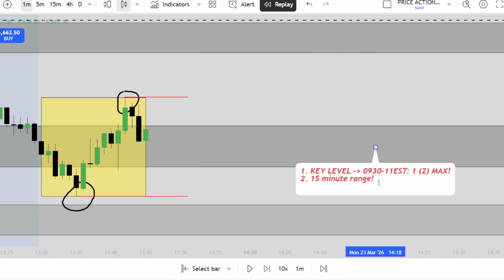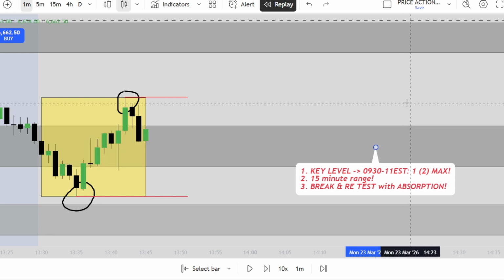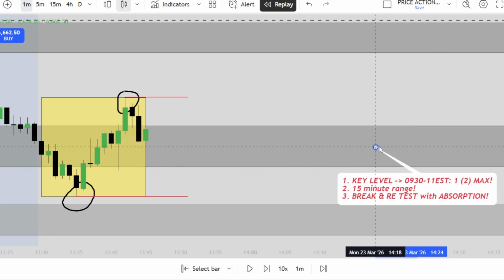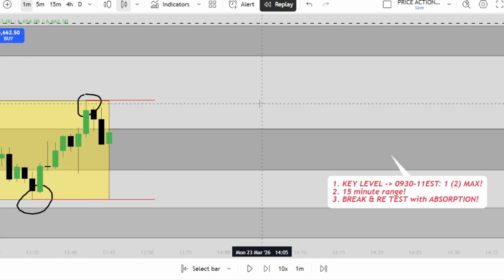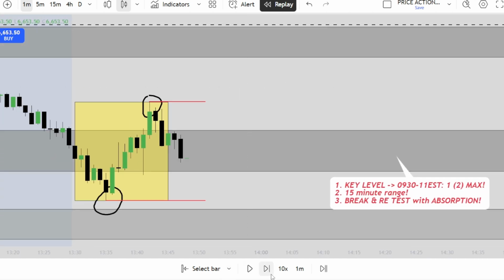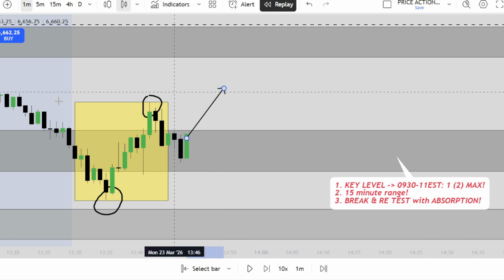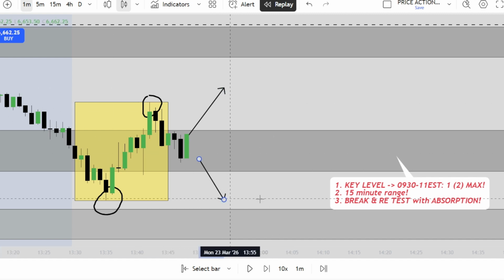And this is why step number 3, what I call break and retest with absorption. It's very important you get this third step correct as well. So what that means specifically is, we want to see which direction the market breaks above the zone. So we're not really interested in the highs and lows. I'm going to take that off. What we want to know is, do we break above or do we break below the zone? We want to see which direction we're going to break out in.